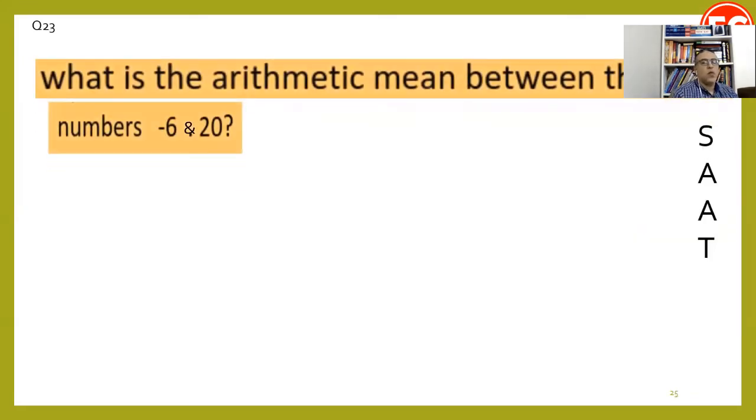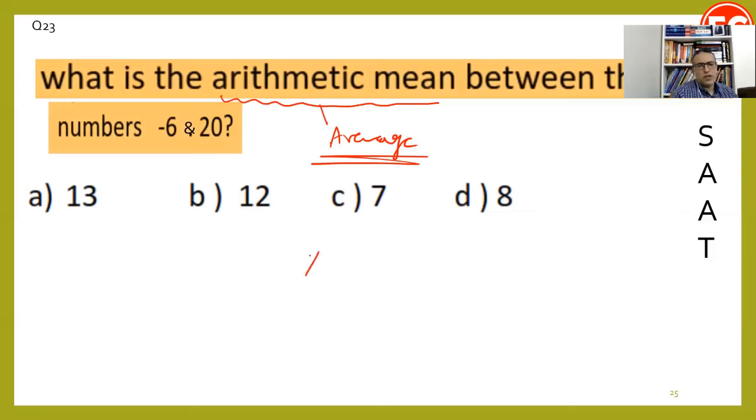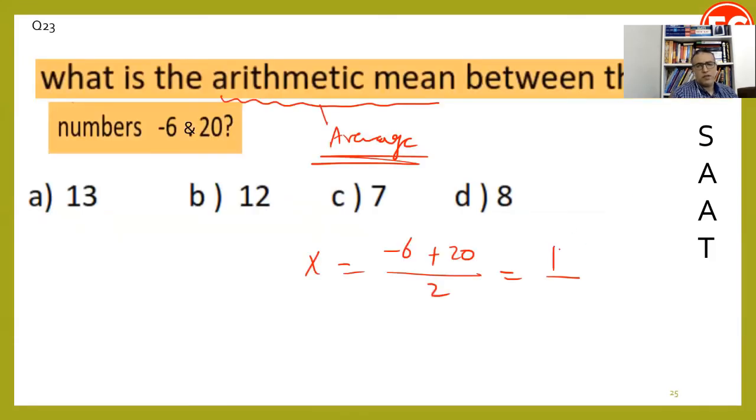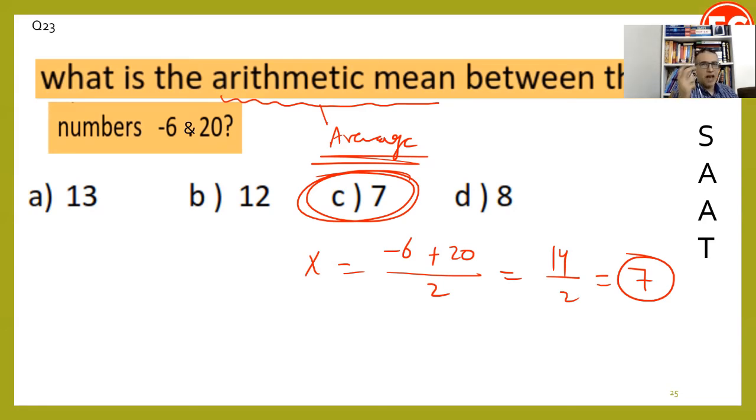Question 23. What is the arithmetic mean? So we have geometric and arithmetic. The arithmetic mean is the same as the average, and the average between two numbers is the sum of the two numbers divided by 2. So it's 14 over 2, which is equal to 7. So the arithmetic mean is equal to 7. The geometric mean is the root of the product of the two numbers, but the arithmetic mean is the average, or half the sum of the two numbers.